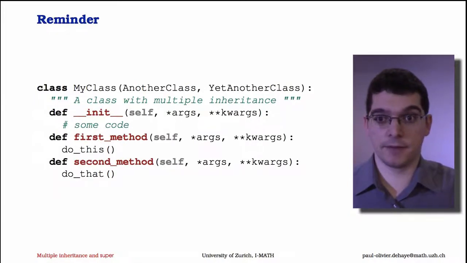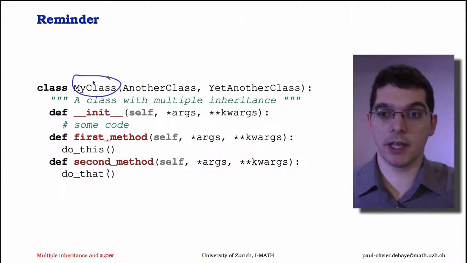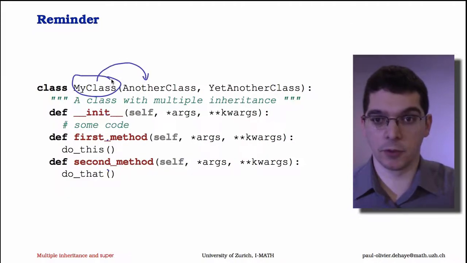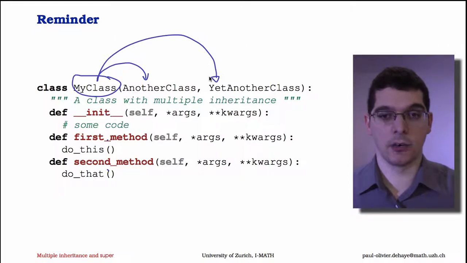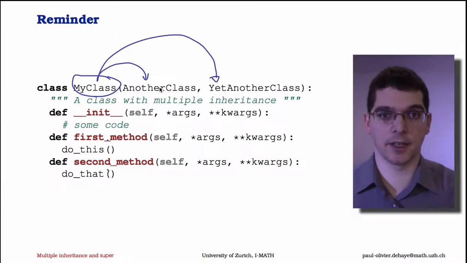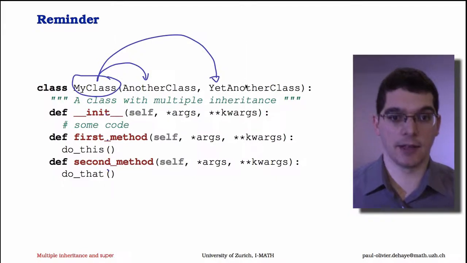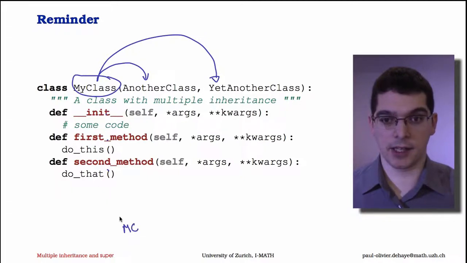We have a definition of a class called myClass and some methods inside of myClass. But we make myClass here inherit from two different classes, another class and yet another class, with the hope of inheriting also from the methods that are defined in another class and the methods that are defined in yet another class. Okay, so we have typically a picture where myClass inherits from another class and another class also inherits from yet another class.